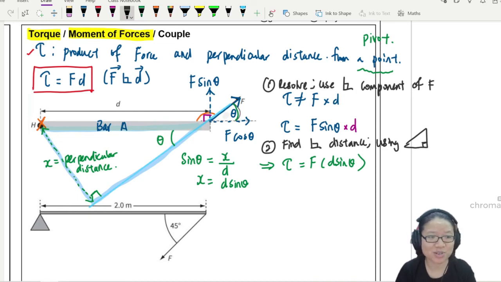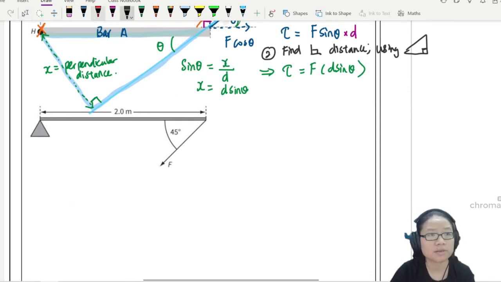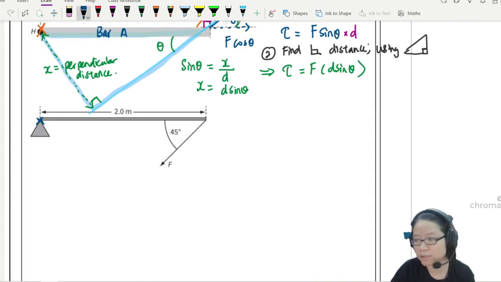All right. So let's look at a very, very simple example like this one. Okay, so this is another bar. You have a length 2 meters. And then this one is pivot at this point. Okay, so this is the only time I will do both methods. So if this is pivot at this point, I can obviously resolve my force. By the way, do you know that the rotation can be clockwise and counterclockwise? Let's go back to this one.